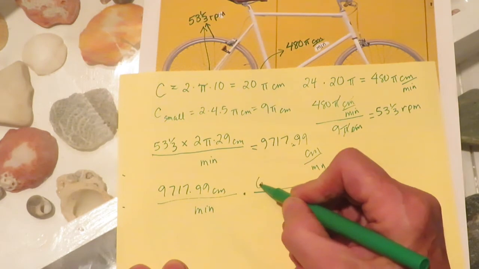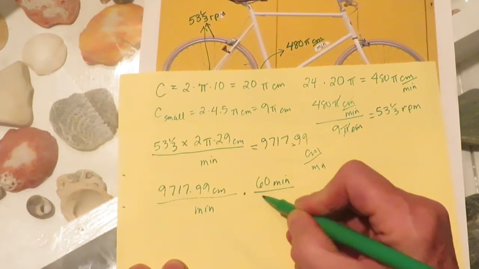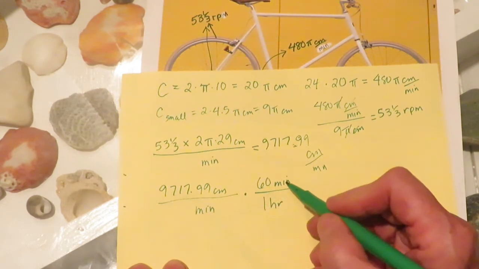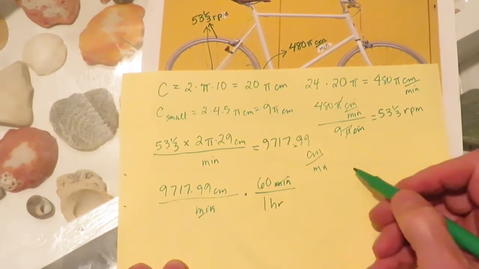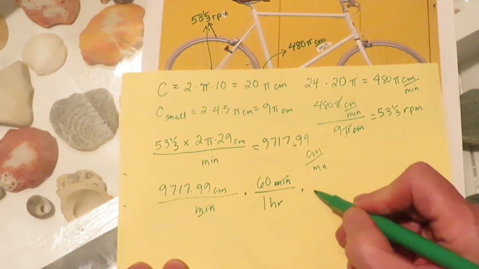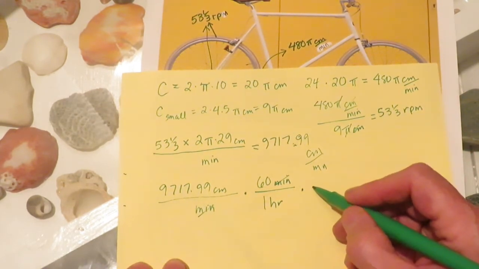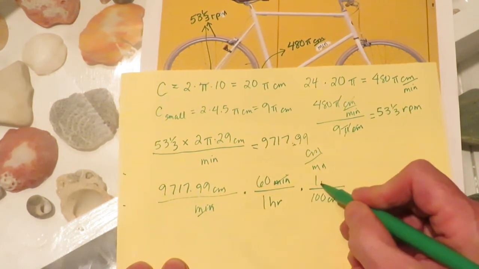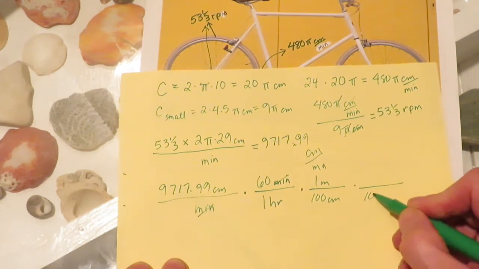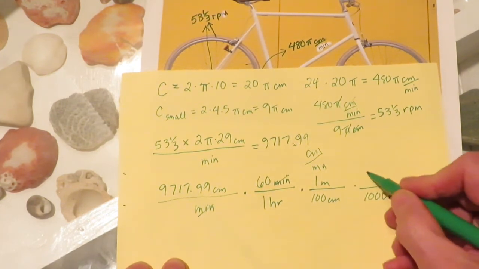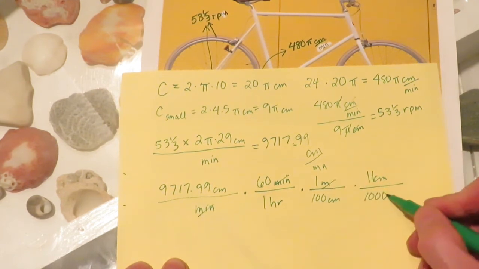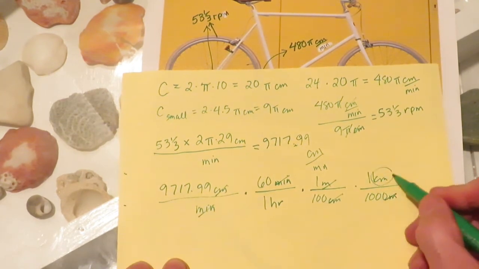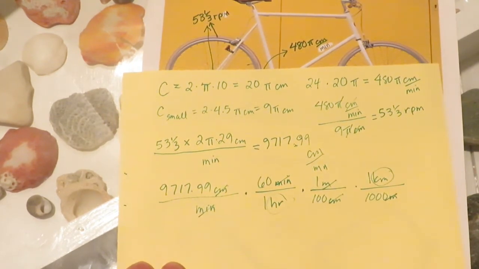There are 60 minutes in 1 hour. So notice if I multiply by the fraction, 60 minutes over 1 hour, the minutes cancel. And then I want kilometers and not centimeters. So there are 100 centimeters in 1 meter, and there are 1,000 meters in 1 kilometer. So the meters cancel and the centimeters cancel. I'm left with kilometers and I'm left with hours.